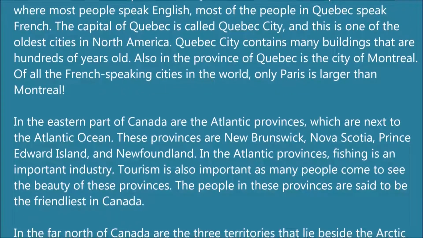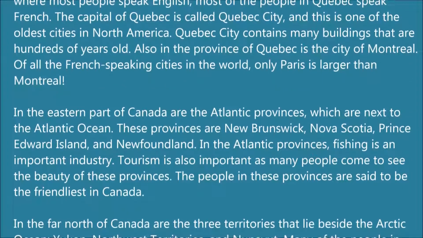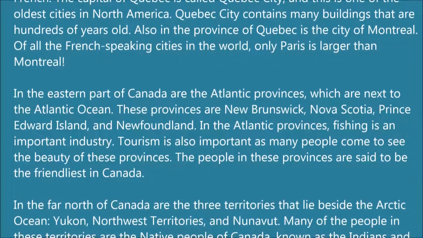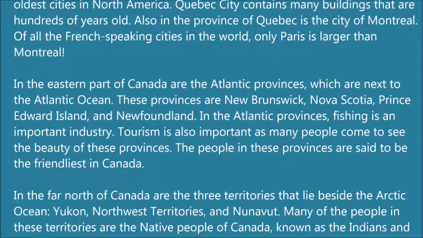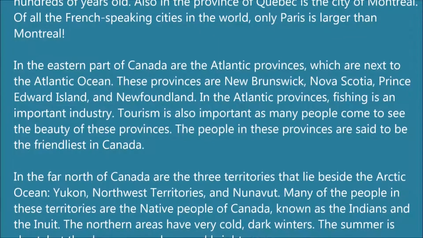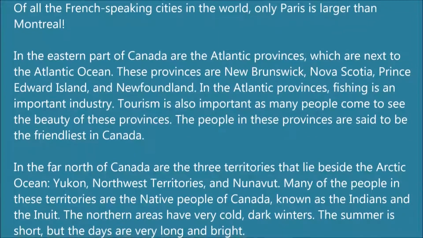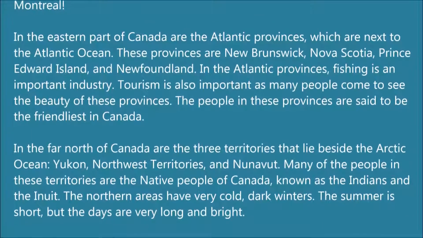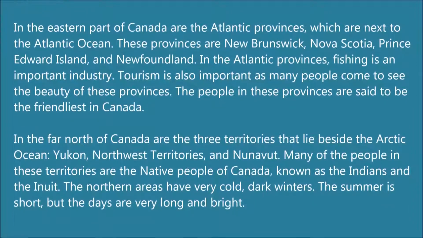Also in the province of Quebec is the city of Montreal. Of all the French-speaking cities in the world, only Paris is larger than Montreal. In the eastern part of Canada are the Atlantic provinces, which are next to the Atlantic Ocean. These provinces are New Brunswick, Nova Scotia, Prince Edward Island, and Newfoundland.